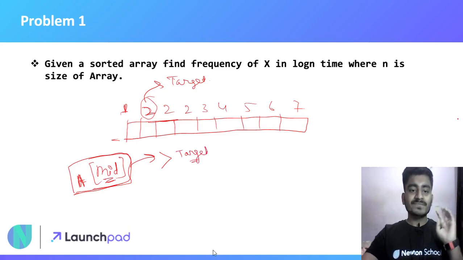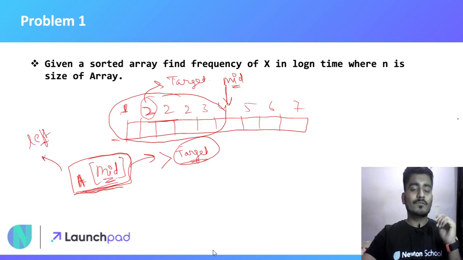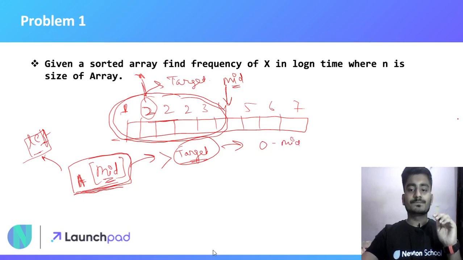The first possibility is a of mid is greater than our target, that is 2. In this case, we simply search for our value in the left half of the array. Suppose this is our mid and we found that a of mid, that is 4, is greater than our target 2. It means the left index of this 2, that is x, you can say, will occur in the left half of the array. So our range will change to 0 to mid minus 1.